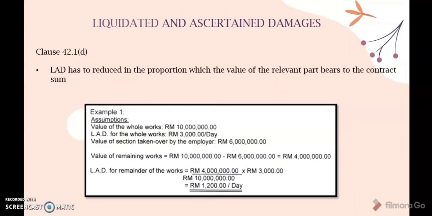Liquidated and ascertained damages. Under Clause 42.1d, LAD for the remainder of the works has to be reduced in the proportion which the value of the relevant part bears to the contract sum. No allowance is made for any variation. So here I provide an example to calculate LAD for the remainder of the works.